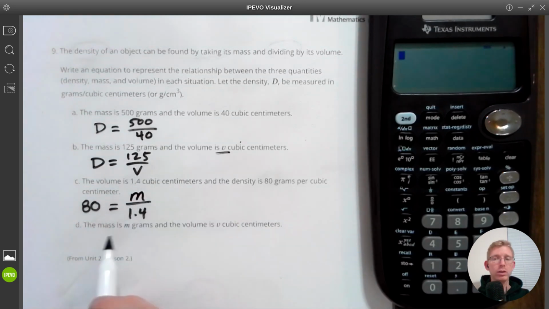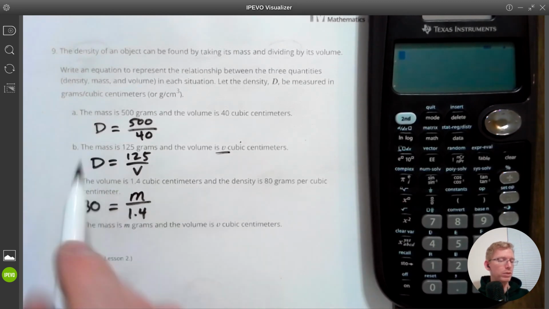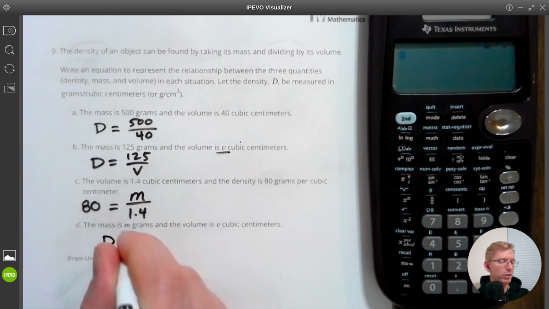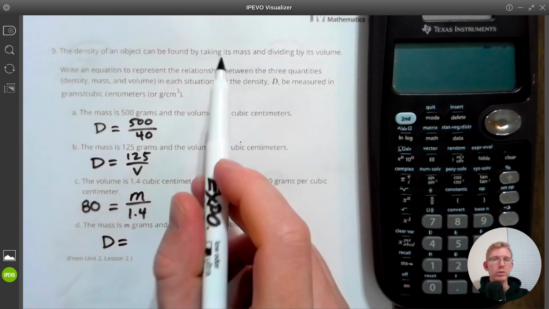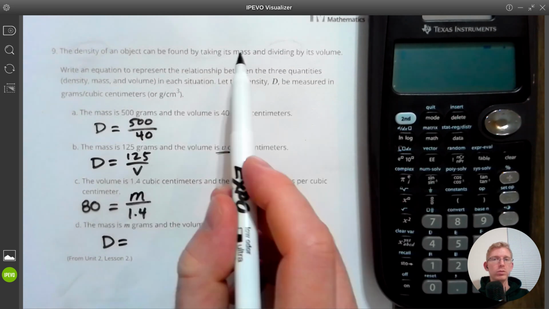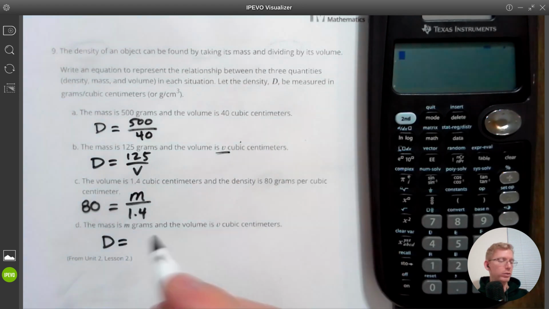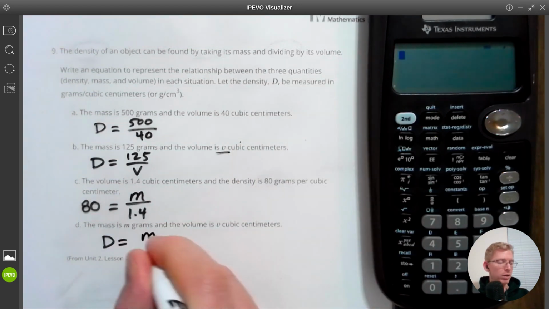Okay, now, we don't have any numbers at all. So now we have to write this equation using only letters. I know from my earlier equations, D was on the left, so density is equal to, and then we can either find this by looking at our other equations that we've written so far, or by just reading the very first sentence. It says take the mass and divide by the volume. So take the mass and divide by the volume.